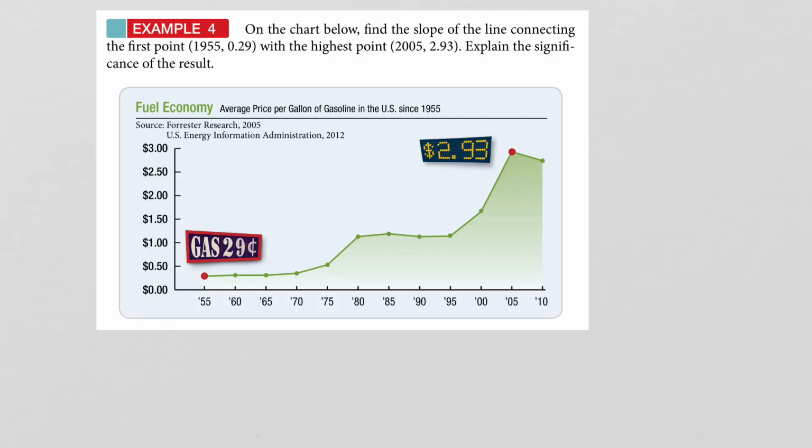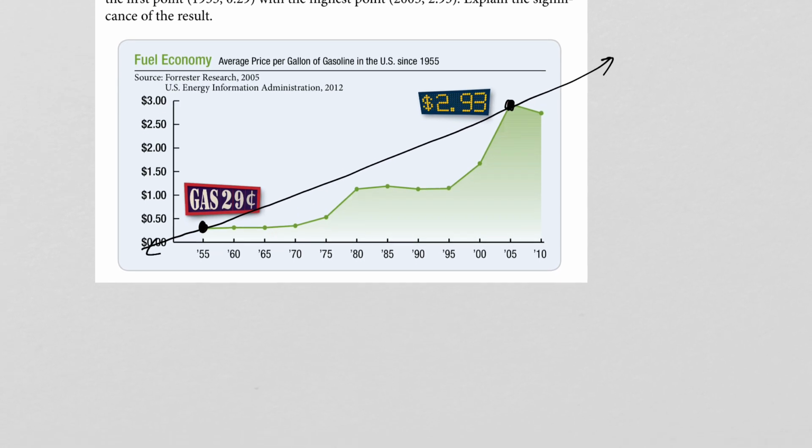In our next example, we have a chart which shows you the price of gas every 5 years in the United States. So here you can see in 1955, the price of gas was 29 cents. And this point over here tells you in 2005, the gas price was $2.93. What we want to do is find the slope of the line connecting those 2 points. So if you imagine a line going through those 2 points, we just want to find the slope of that line. And then we'll explain the significance of the result.